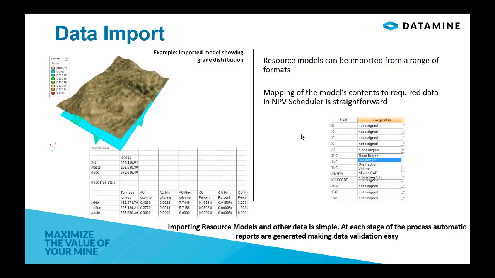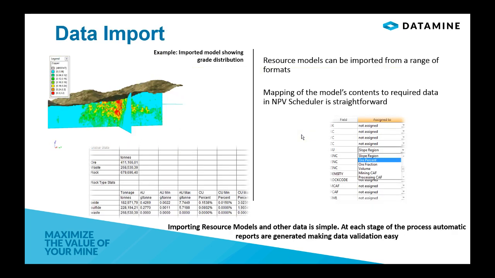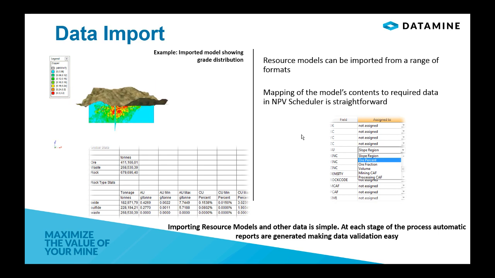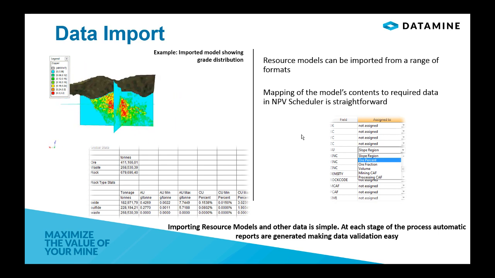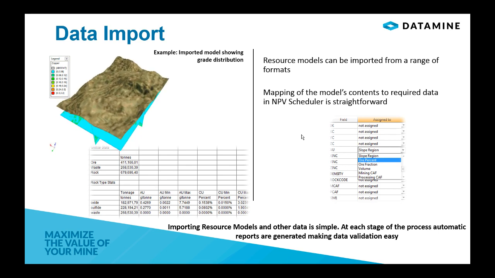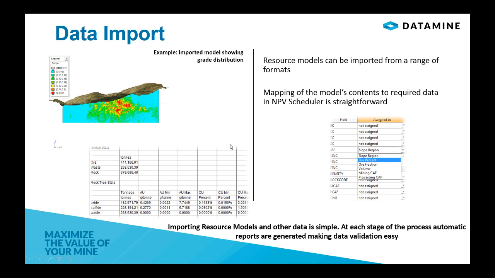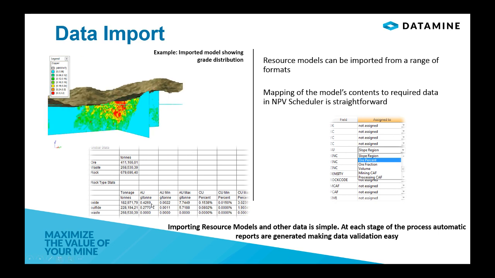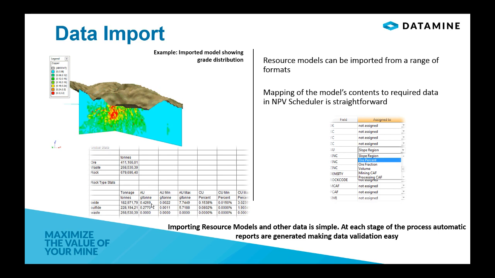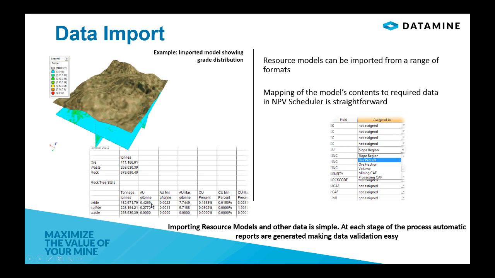We start with data import. We can import models from different file formats. And at this stage, the users can select the fields available within the resource model and how they need to be used within the application. At the end, we see a brief summary of the content of the resource model to ensure we are importing the correct data fields and we're dealing with the correct resource model before we go to the next stage.